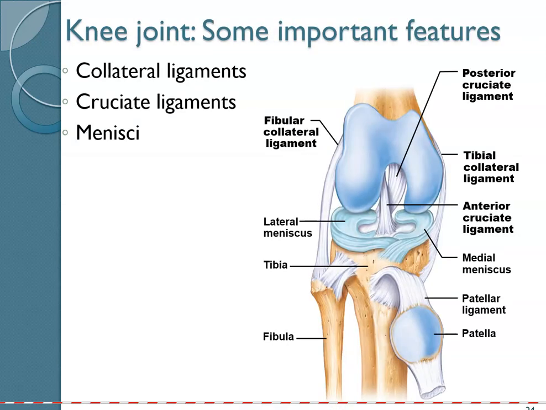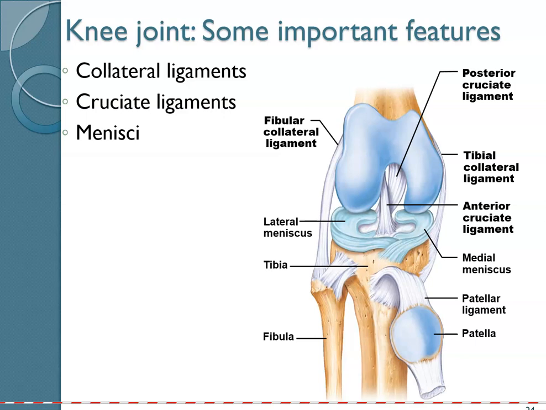The next slide is about the knee joint. We'll talk a little bit more about the knee joint. Dislocations are very common, but there's also extra features that are useful for the knee joint. So we have collateral ligament, cruciate ligaments, and menisci. So we have two collateral. So lateral means on the sides, so they're going to be on either side of the knee. So we have a medial collateral ligament and a lateral collateral ligament.